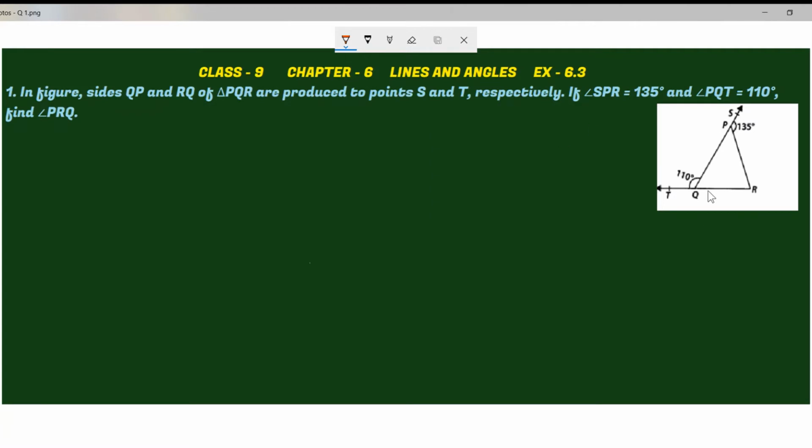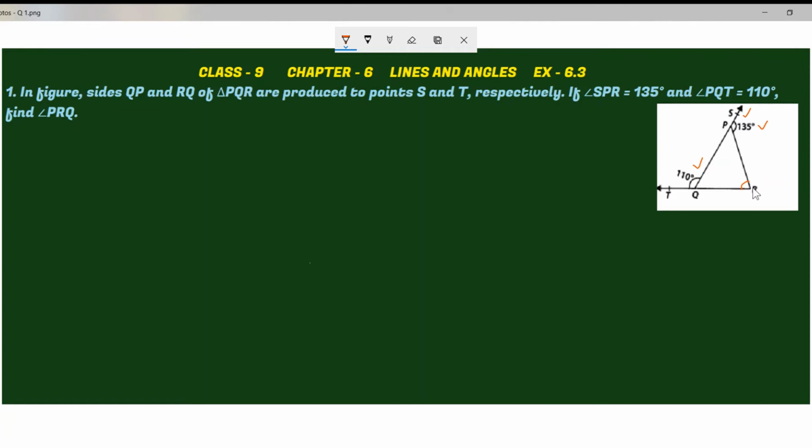This is the figure. In this figure, the PQ line is produced to point S and the RQ line is produced to point T. So we are getting two external angles, and the values of the external angles given in the question are PQT, which is 110 degrees, and SPR, which is 135 degrees. We have to find the angle PRQ.